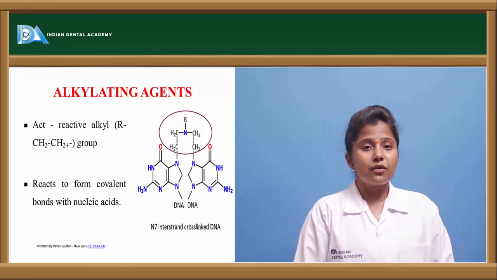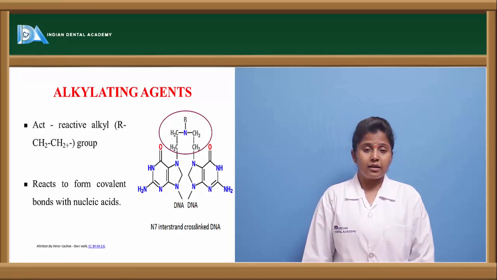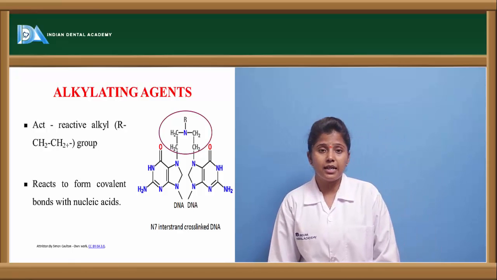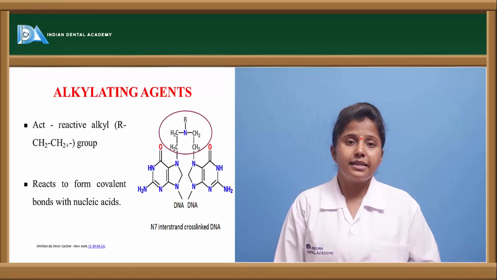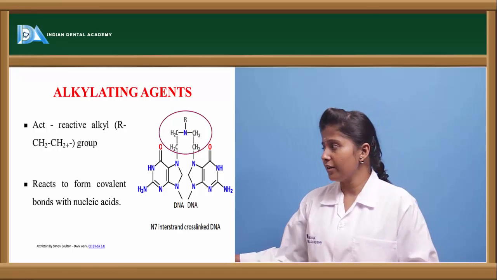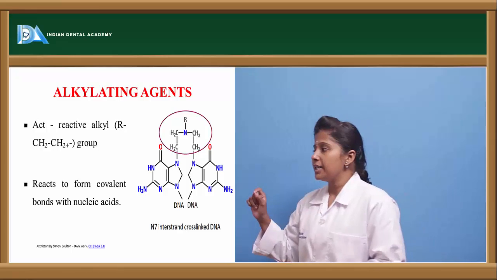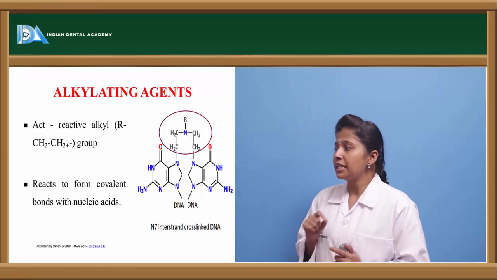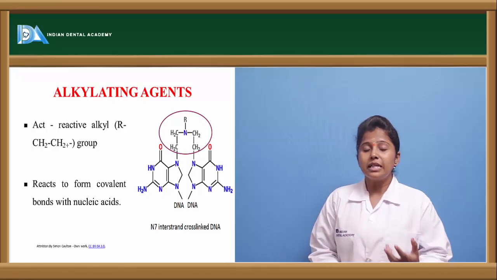The first category of drugs is alkylating agents. There are various drugs which come under this category, like nitrogen mustards, ethylenimines and various other drugs. So what are these alkylating agents? These alkylating agents have an alkyl group. Here we can see the picture of the alkylating agents. The circle indicates the reactive alkyl group, that is the RCH2CH2+ group. So this group is very reactive.